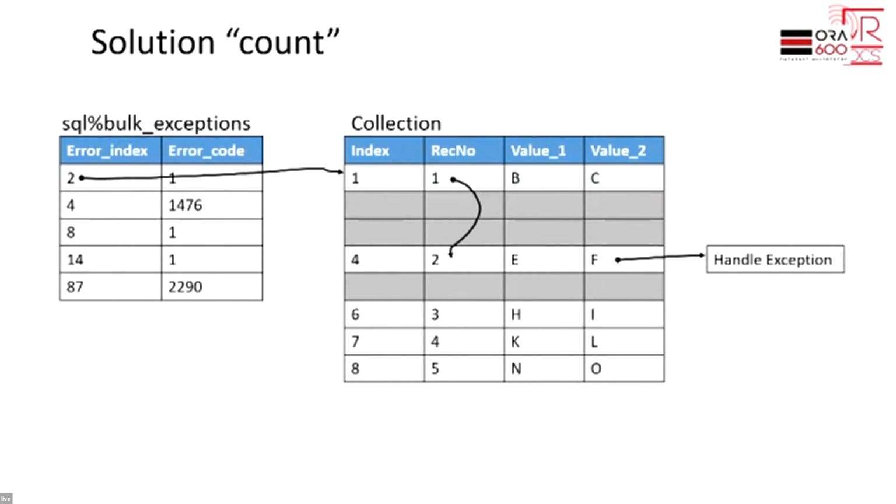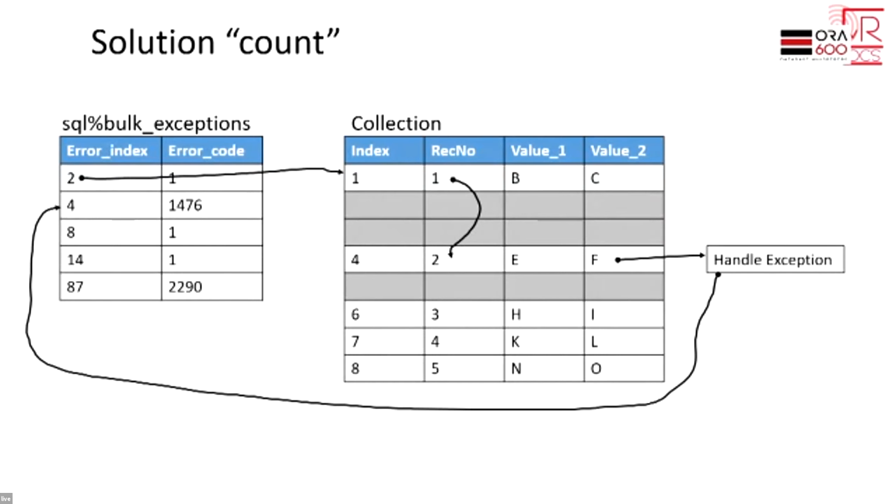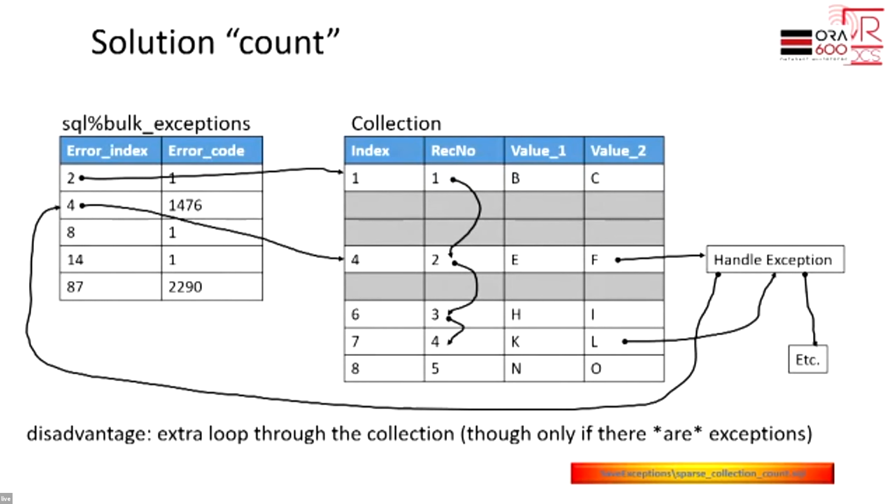We handle the exception. Then we go back to the bulk exceptions, the next record. It's number 4. We go back to the collection, to the next record, to the record where we stated the count was 2, is not equal to 4. So we go to the next. Count is 3, is not equal to 4. So next. This is the one, we handle the exception, etc. It's a bit clumsy, but it's a way of doing this. The disadvantage is that you have to do an extra loop through this collection whenever exceptions happen.